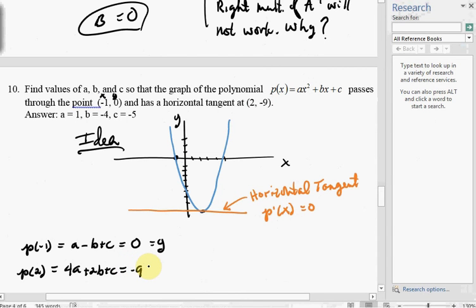You see, the tangent is a point on the graph, and it's also a point on the tangent. That means it's also a point on the derivative as well, right?